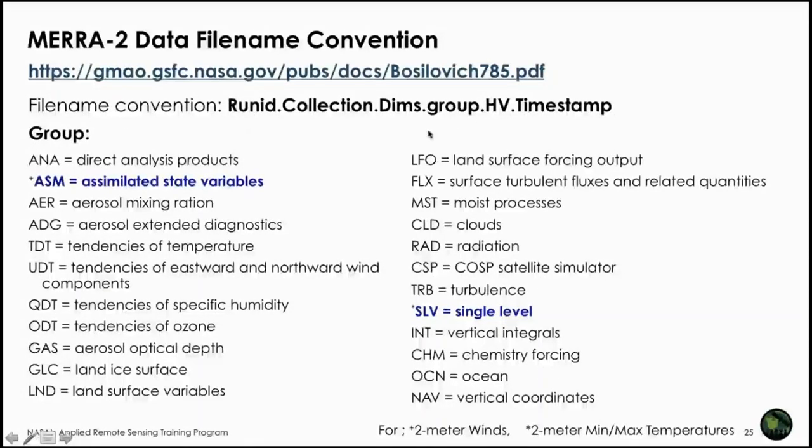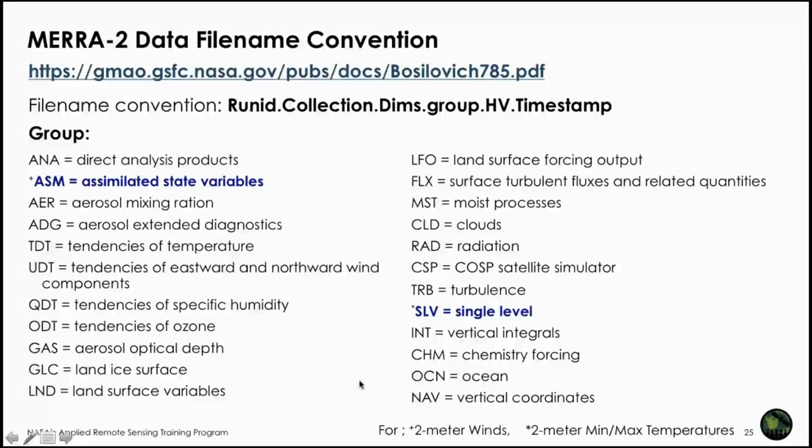More importantly, there are groups of data. When you go to the data file, you will see a group code, and A here will be analysis products. You will have assimilated data, aerosol mixing, et cetera. You have land surface variables. So there are a number of groups.